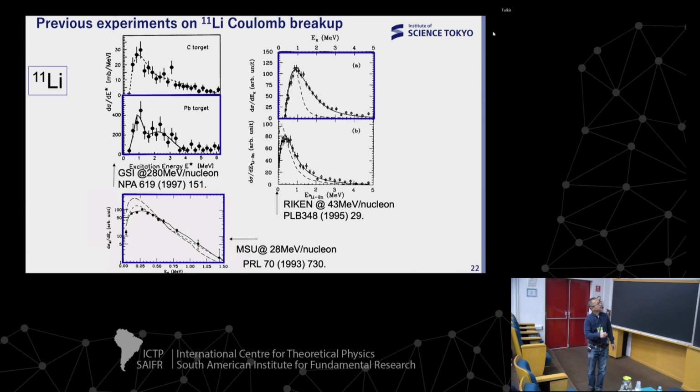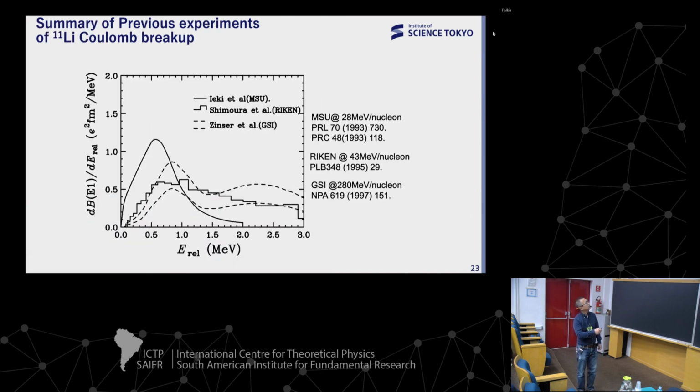If you look at these three figures, you don't know whether they are consistent or inconsistent. This is because the photon numbers actually depend on the incident energies. So to compare, we should compare dB(E1)/dEx. So we did it, and this is the result. This is a summary of the previous experiments of lithium-11. It was actually rather controversial with each other. This is the MSU data at 28 MeV per nucleon, and it is like this.